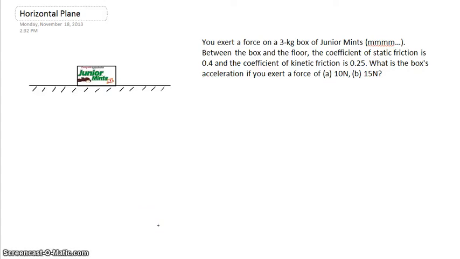And the first one here, we're looking at a box of delicious Junior Mints, which is the best candy. It's my favorite candy. I love Junior Mints. And it's a 3 kilogram box, so it's pretty big. A 3 kilogram box of Junior Mints.